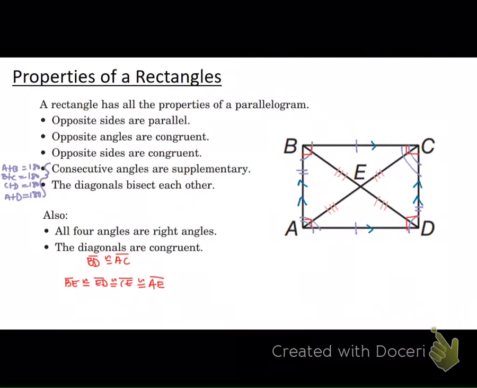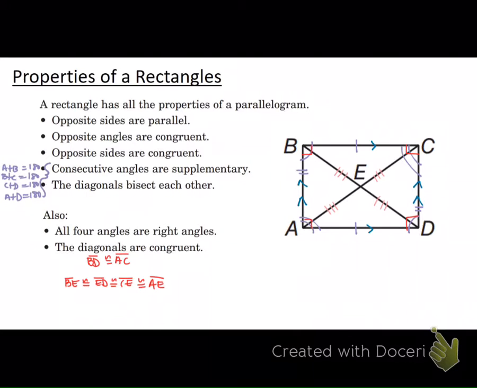So in the rectangle, 1, 2, 3, 4, 5, 6, 7, 8, 9, 10, the tenth box down should be checked. How about exactly one pair of opposite angles are congruent? No. How about all angles are congruent? Yes, they're all 90 degrees. So that fourth box from the bottom needs to be shaded. I'm Xing it out.